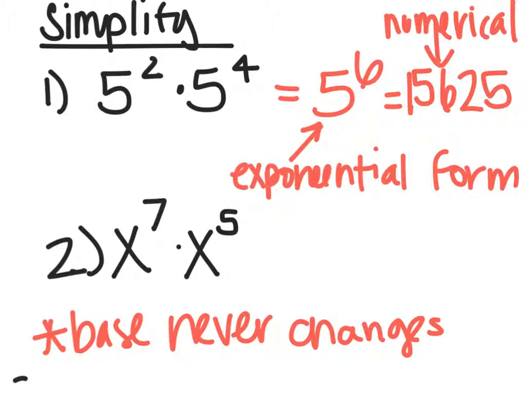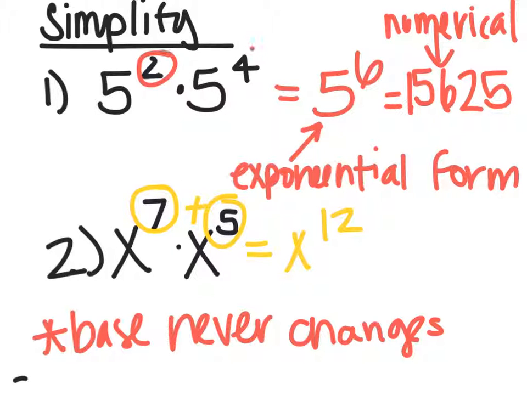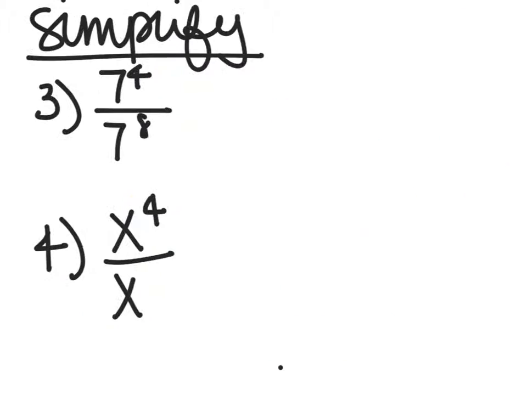So then I have on my next problem, x to the 7th times, so again I'm multiplying, x to the 5th. So again, my base is going to stay the same, so it's going to equal x, and then I add my exponents, and 7 plus 5 is 12. So remember, I take my exponents, whatever they are, and I'm adding them. And up here I did the same thing, I took my 2 and my 4 and I added them.